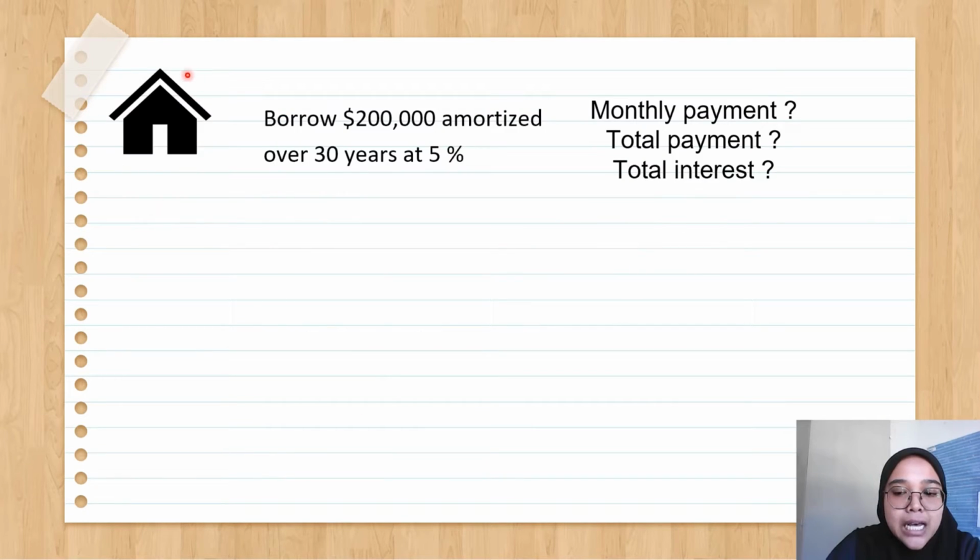Okay, let's see. You want to buy a house and you must have a big amount. So you don't have a big amount with you. So what you must do is make a loan or borrow the big amount from the bank. So for example, you want to make a loan of $200,000 and you want to amortize or pay off the amount over 30 years at 5%. What you want is to find your monthly payment, your total payment, and your total interest.